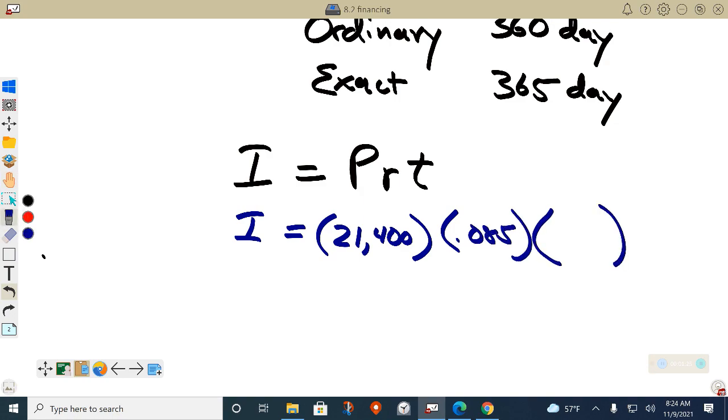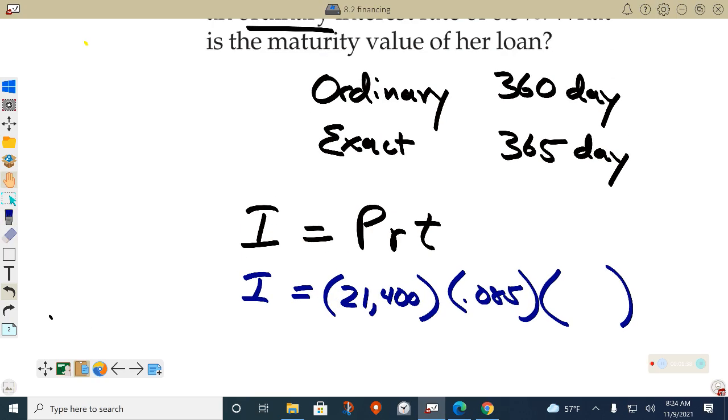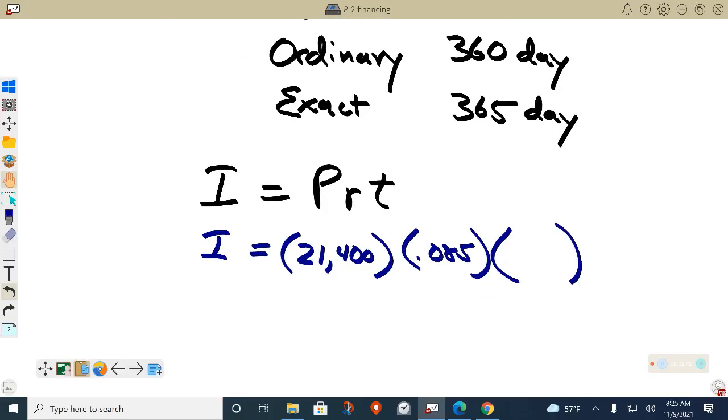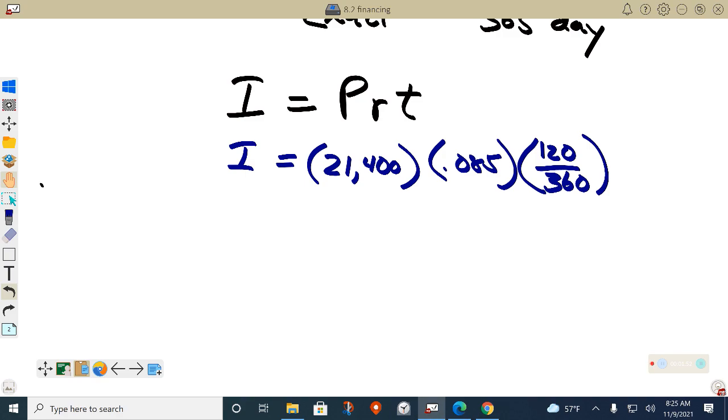And now the fraction part, right? Remember where it was like 1/12 of a year or quarterly? But now it's, in how many days are you going to pay this off? Well, Dantis, that's her name, is going to pay off this loan in 120 days with an ordinary year of 360. So 120 out of a 360-day year. And the rest is rock and roll.